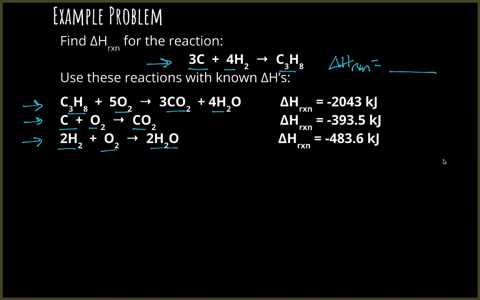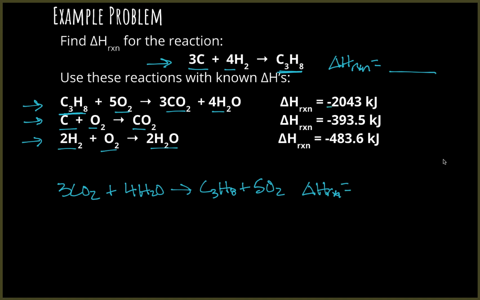Okay, so for this first one, we can see that I have C3H8 as a reactant on this one, but I need it to be a product. So I'm going to rewrite that first equation so that the C3H8 is a product. Then what I have to do is reverse the sign. So now I'm going to make this positive. Okay, then I'm going to look at the next one.